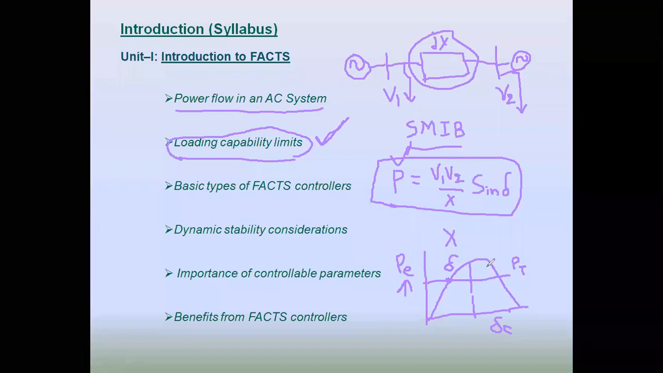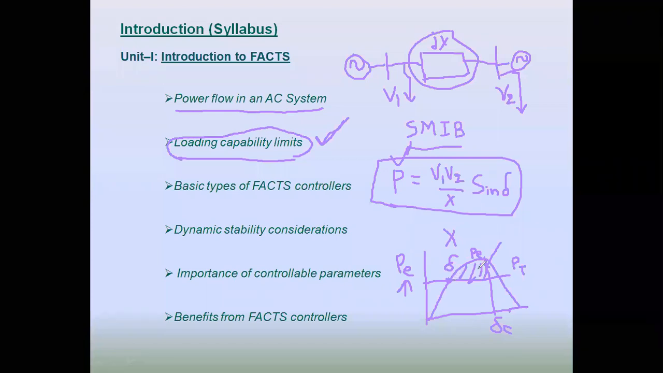And a stability limit will be there. For example, if you are allowing the machine to swing up to a large value, that is, if you assume that at this point you are clearing, then this area we are considering is the area under the curve, that is Pm minus Pe, and here, and when the areas are equal, then you can say that it is marginally stable.